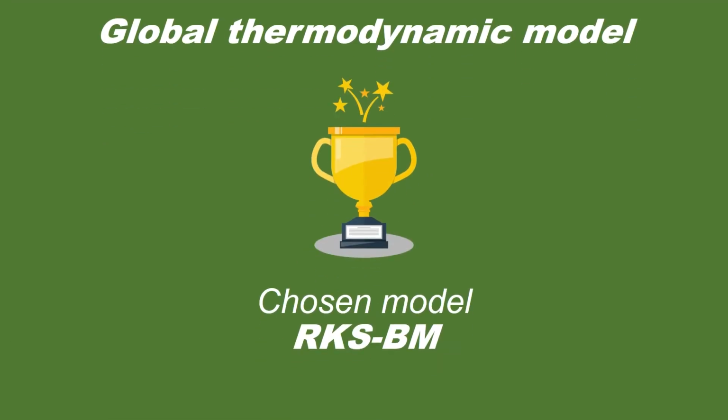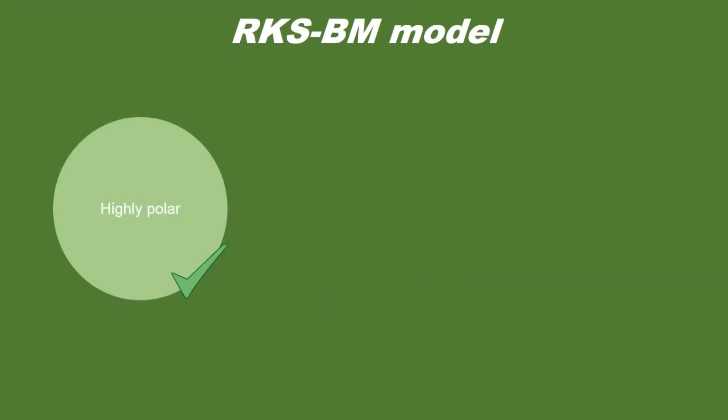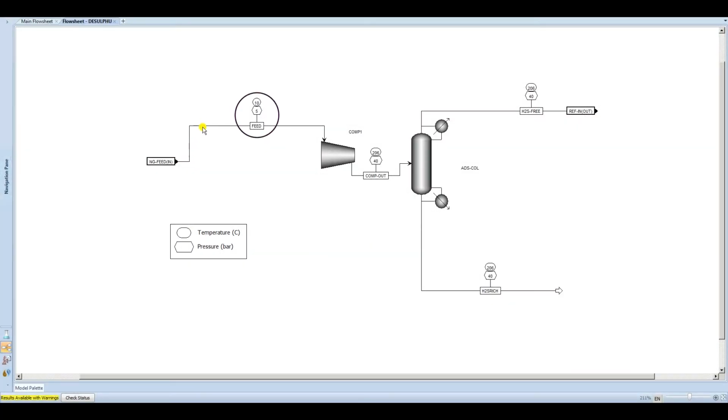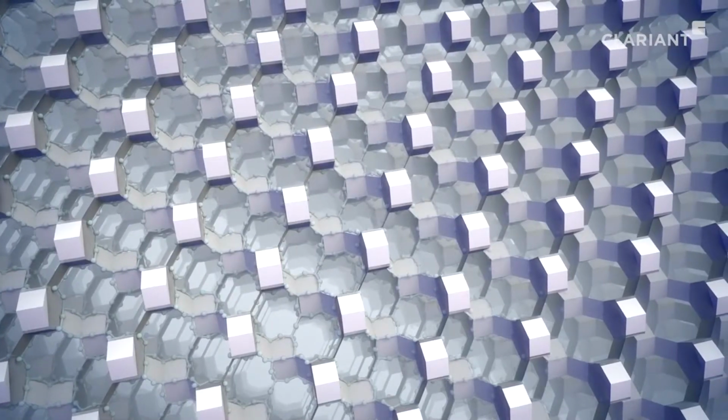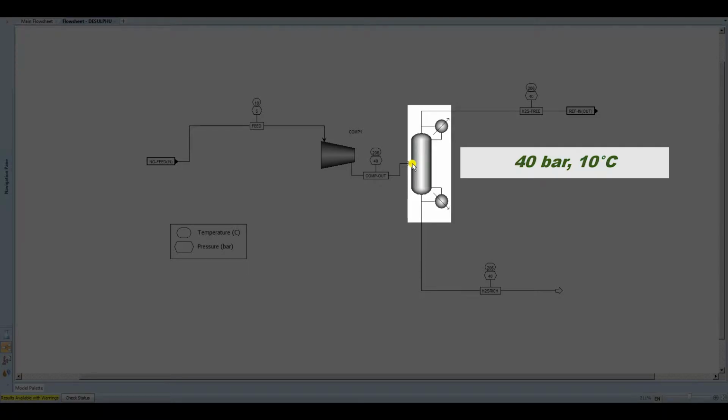RKSBM is most suitable as our feed is mildly polar and the process undergoes high pressures and temperatures, and it is recommended for petrochemical applications. The feed is at a pressure of 5 bar and needs to be compressed to 40 bar. Thereafter, it enters an adsorption column containing zeolites. The column is operating at 40 bar and 10 degrees Celsius. 99% of the hydrogen sulfide at these conditions is adsorbed.